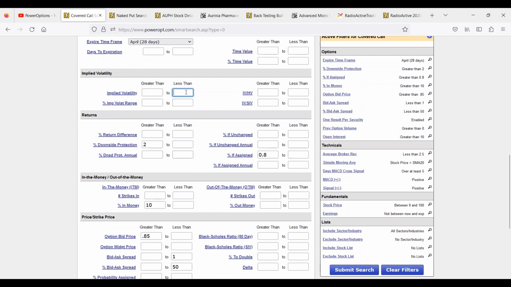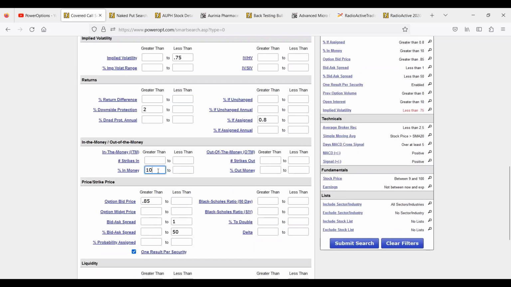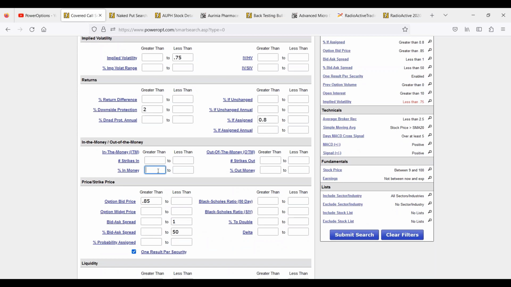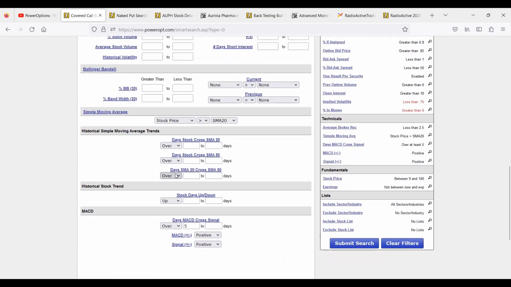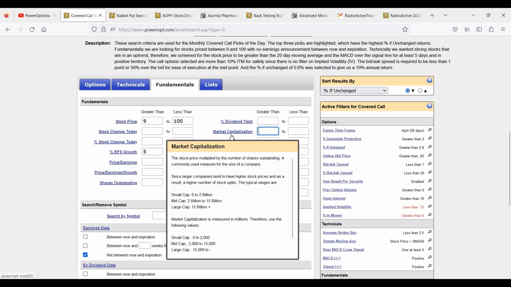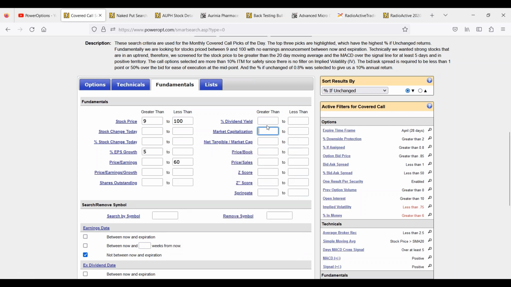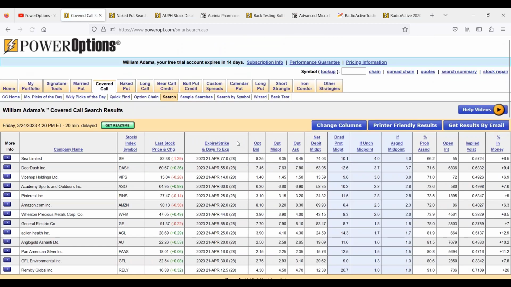I want implied volatility, let's say, of less than 0.75. I still would like this other criteria here, but maybe I'm not going as deep in the money. Maybe we're only going 6 or 7% in the money. I'm still going to keep these technicals here that we wanted, but I'm going to do some different fundamentals. I'm only looking for stocks that have at least a 5% earnings per share growth, maybe a PE of less than 60. I know that's high, but that's what the market conditions are offering. And hey, I only want mid to large cap stocks, so let me put in a market cap of 2,500. Now, I don't even know if this is going to pull up anything because of the high return.